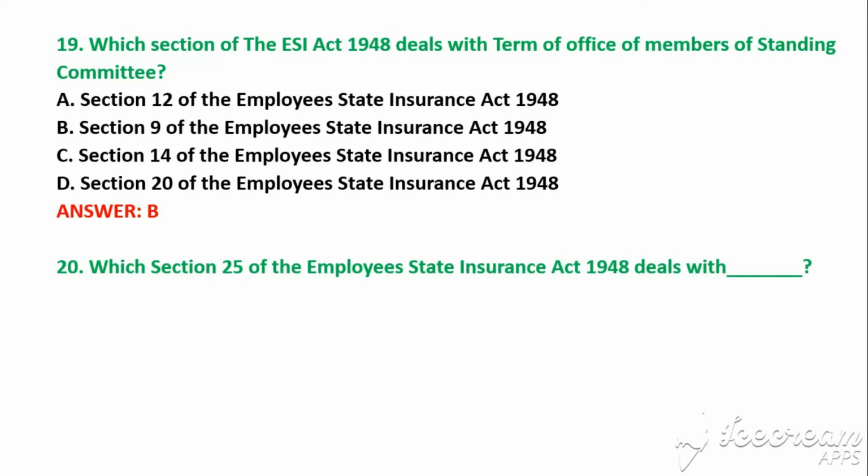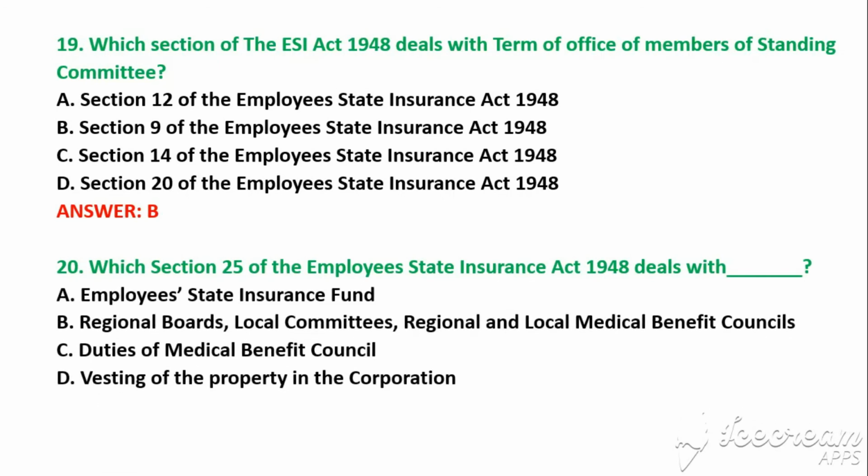The last question is, which section? Section 25. What does section 25 say? Employee State Insurance Fund, regional boards, local committees, regional and local medical benefit councils, duties of the medical benefit council, then vesting of the property in the corporation. So section 25 says regional boards, local committees, regional and local medical benefit councils. So B is the right answer.